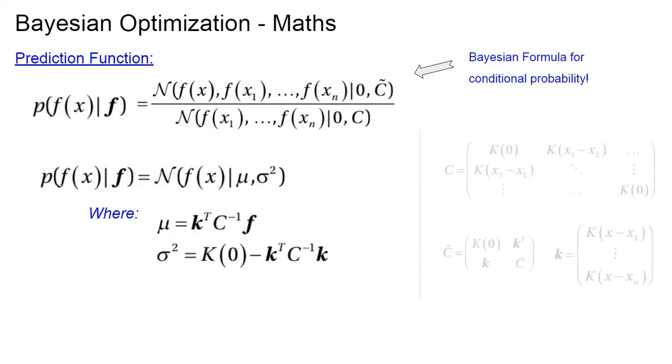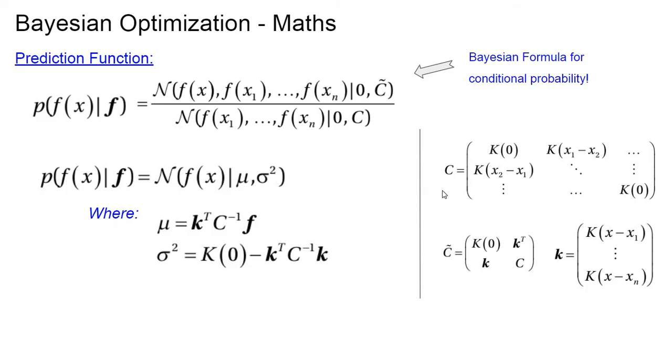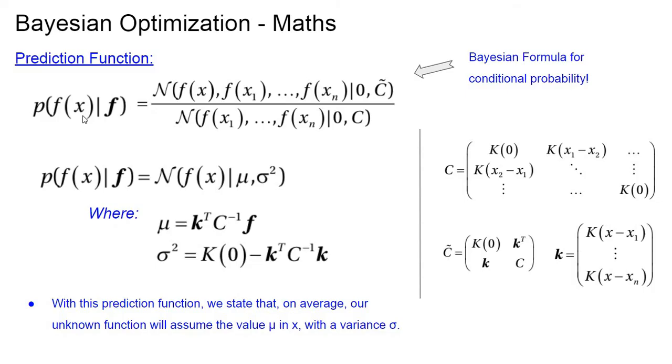Now, what K, C and C tilde stand for is given on the right side. K is an array of the RBF kernels. C tilde has the initial point of the RBF kernel at 0. Other than that, it has K and K transpose, and C is basically the covariance matrix that we have populated using the RBF kernel. With this prediction function, what we are stating is, on average, our unknown function f of x will assume a value of mean mu of x with the variance of sigma. This is very important, and we'll be using it when we do our computation logic, the algorithm of surrogate functions, in the next slide.